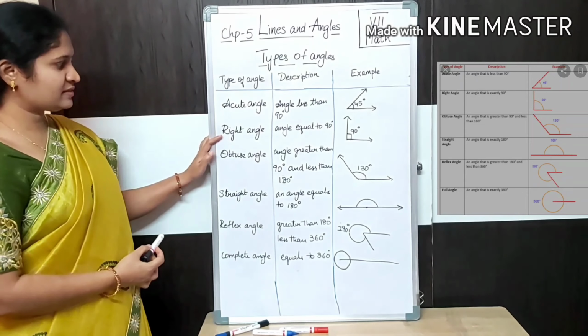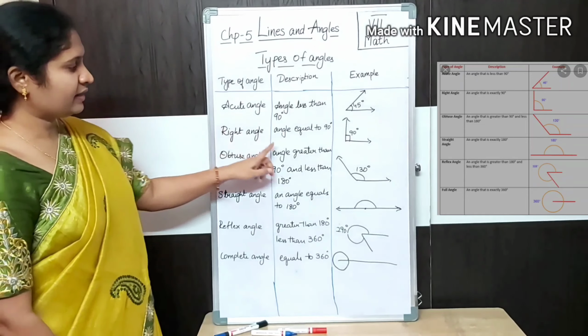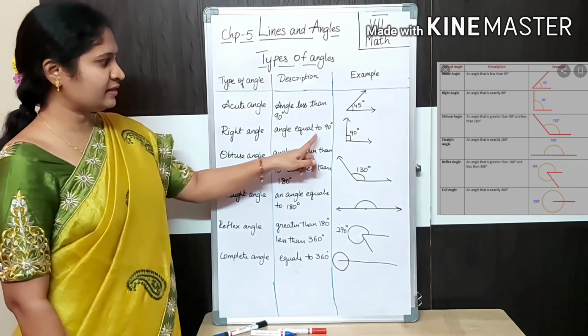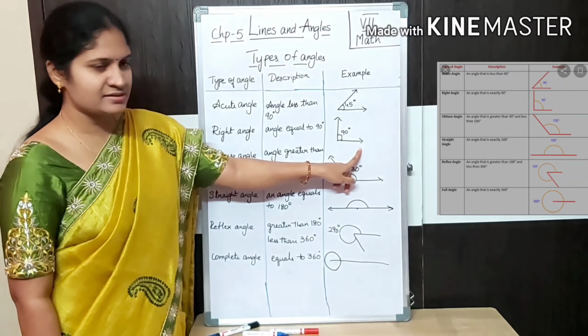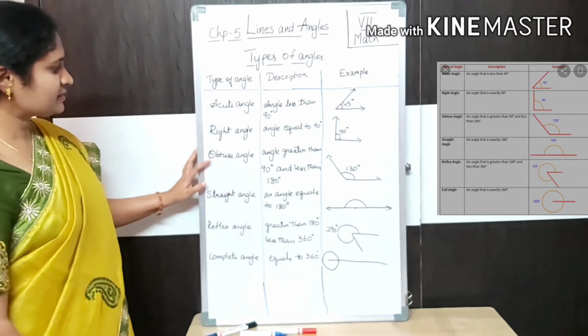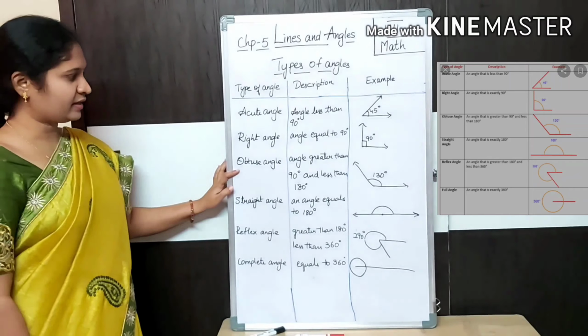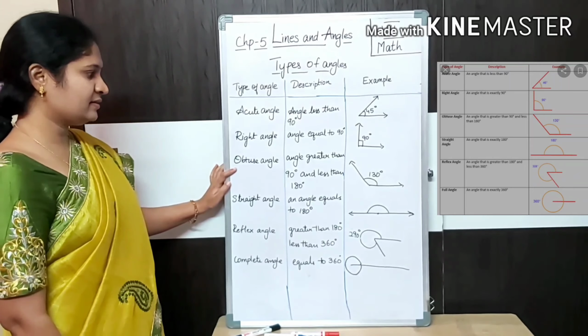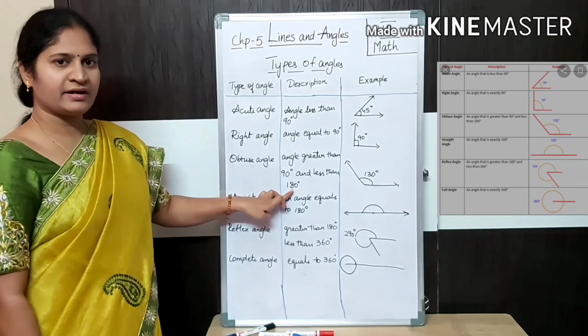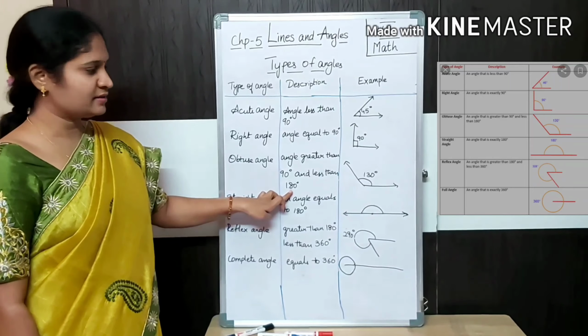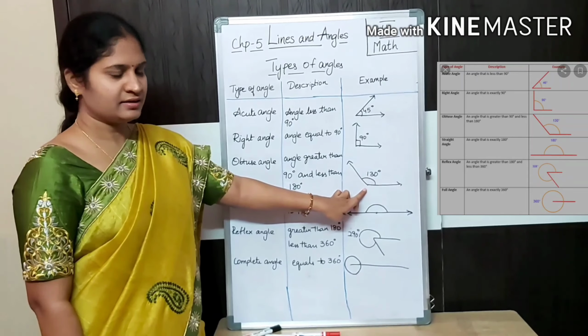Now coming to next angle, right angle. An angle exactly equal to 90 degrees is a right angle. Here exactly 90 degrees is a right angle. Next angle is obtuse angle. An angle greater than 90 degrees and less than 180 degrees. Here I have taken an example 130 degrees. It is more than 90 degrees and less than 180 degrees.